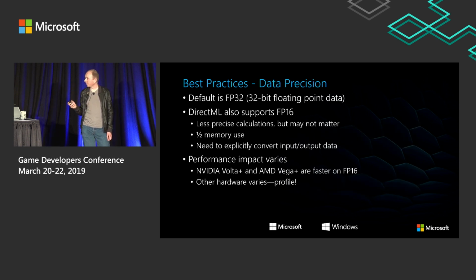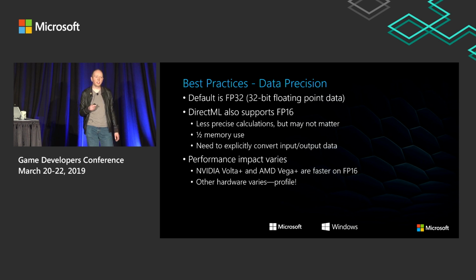All right, data precision. So in DirectML, the default data precision is FP32, or 32-bit floating point math. This is also the default for graphics, so you're probably familiar with this, just regular floats. DirectML also supports FP16, or 16-bit float precision. And this is less precise, but a big benefit of this is that you can run essentially the same model in half the memory. It turns out that a lot of machine learning models run essentially as well using 16-bit precision, so that's an option that you have there.